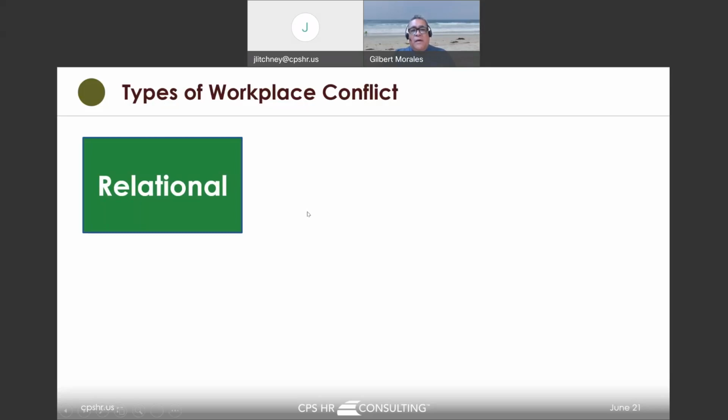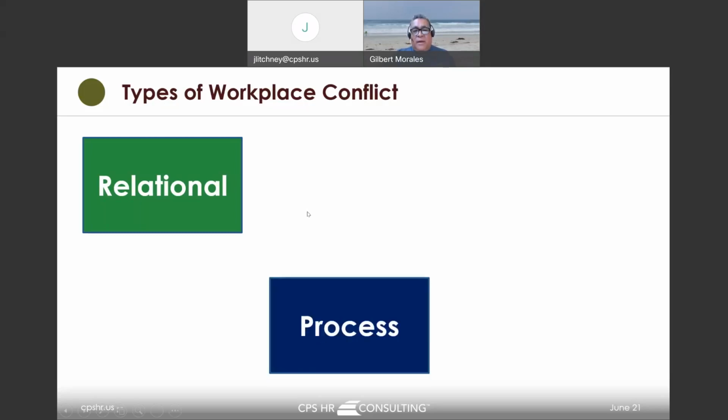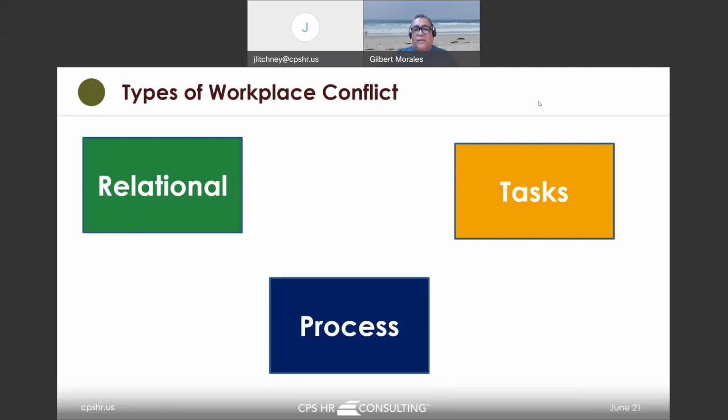So I may have relational conflict, right? I may have process conflict. In terms of tasks, how I do tasks or how I perform specific tasks, that may bring about a form of conflict. And all of these different things can create conflict or have the potential to create conflict within my work environment.